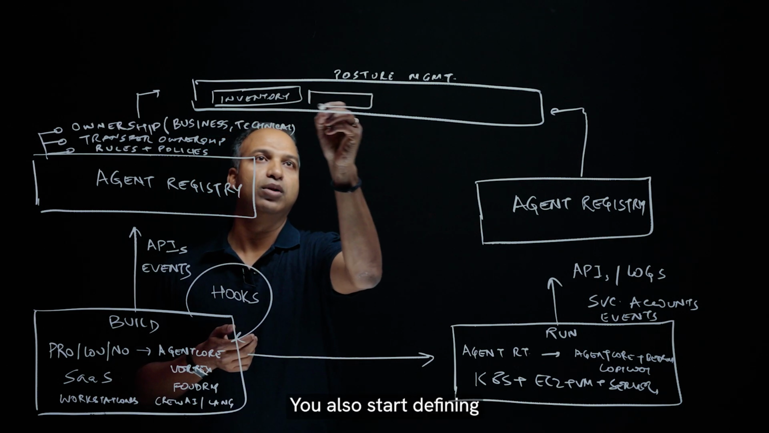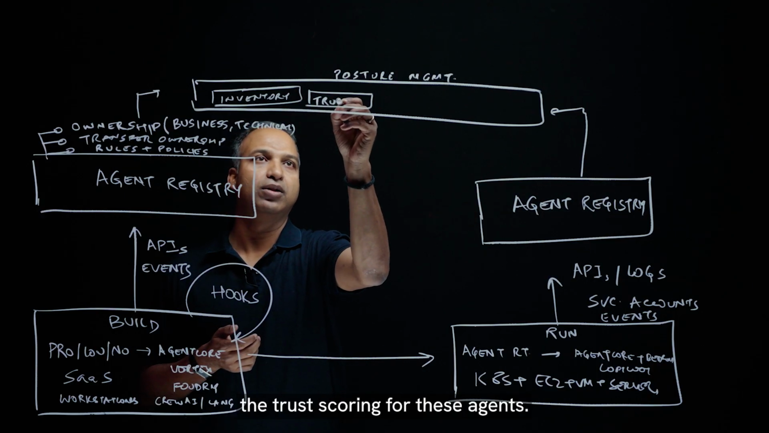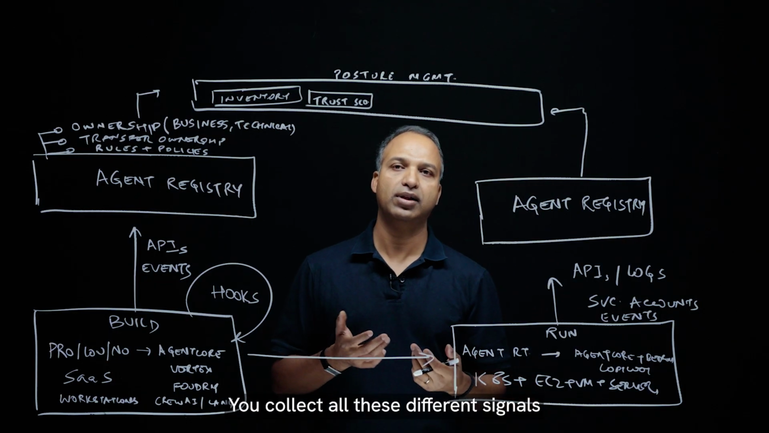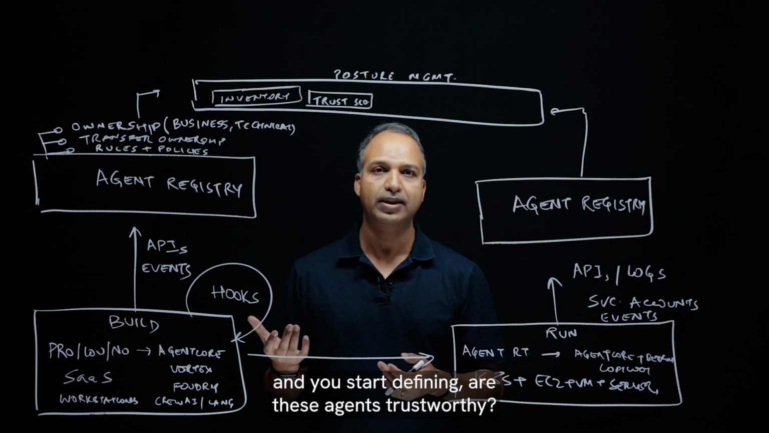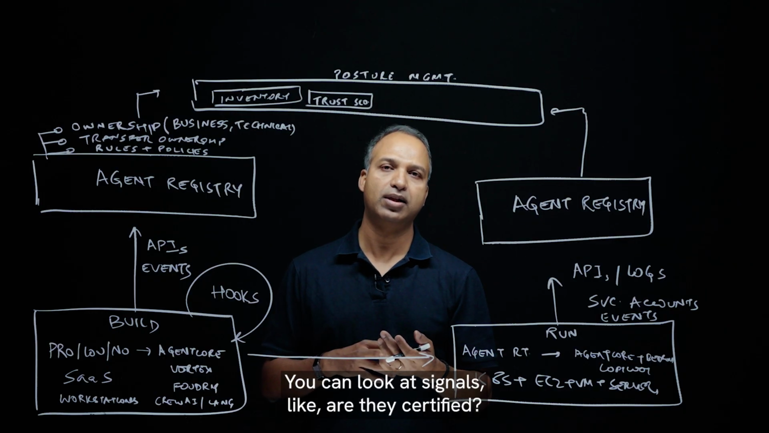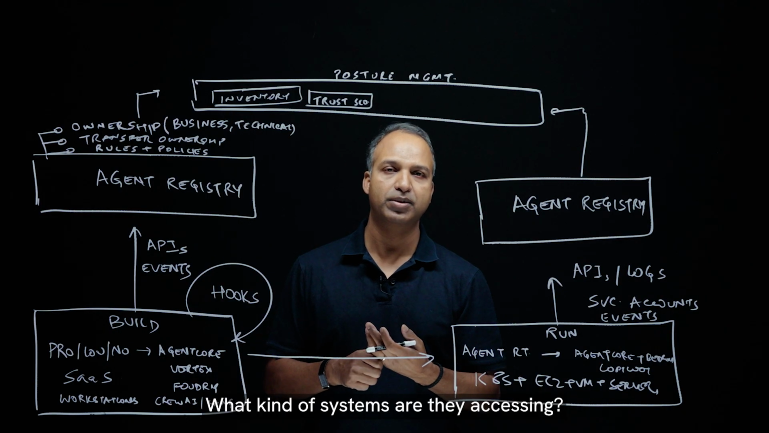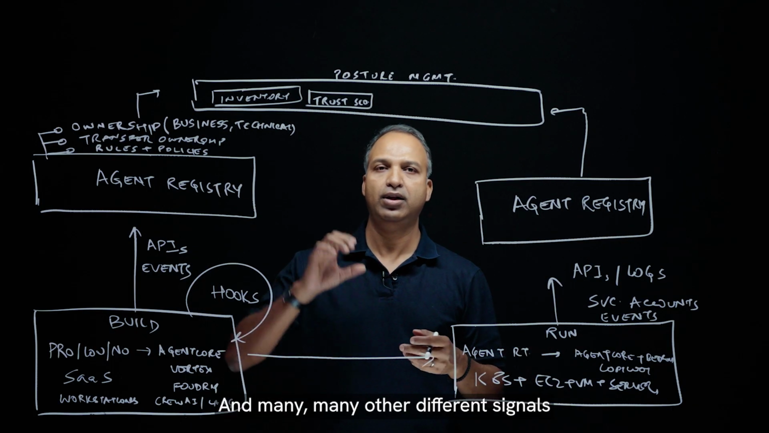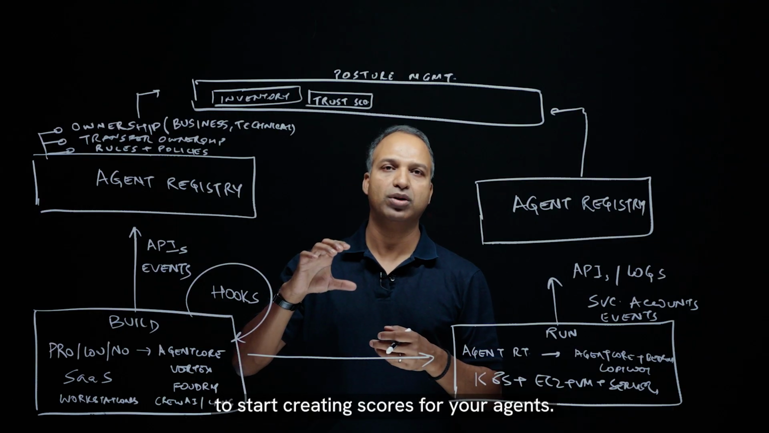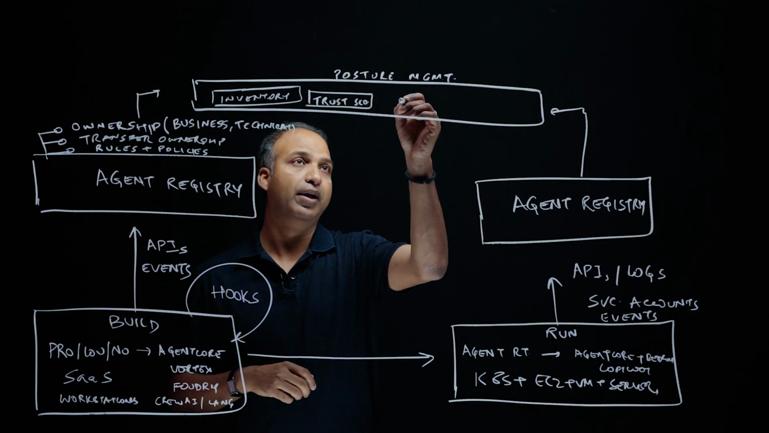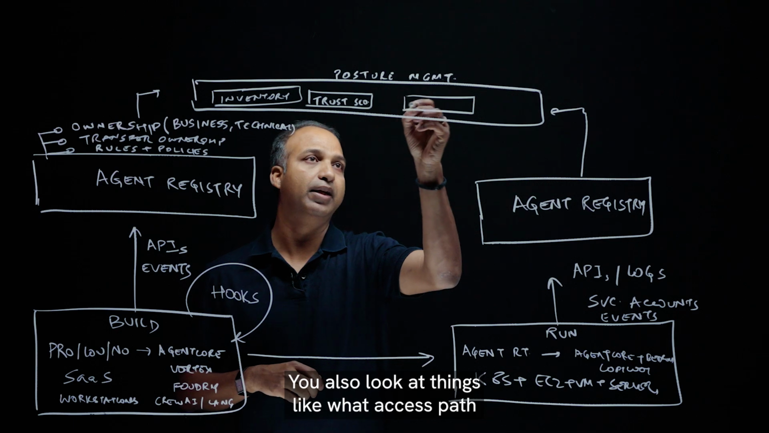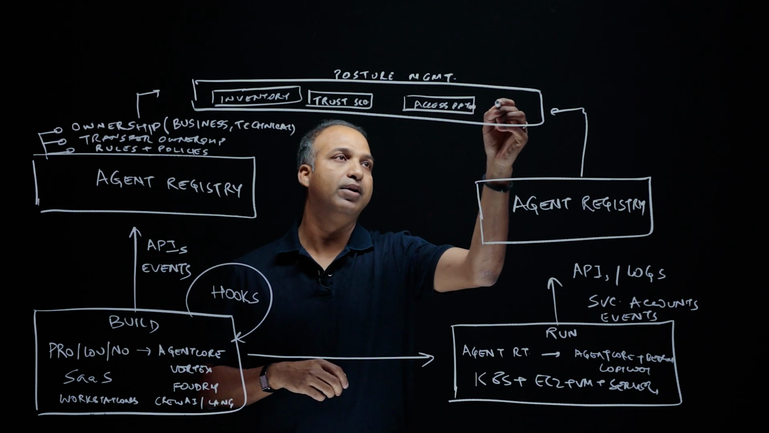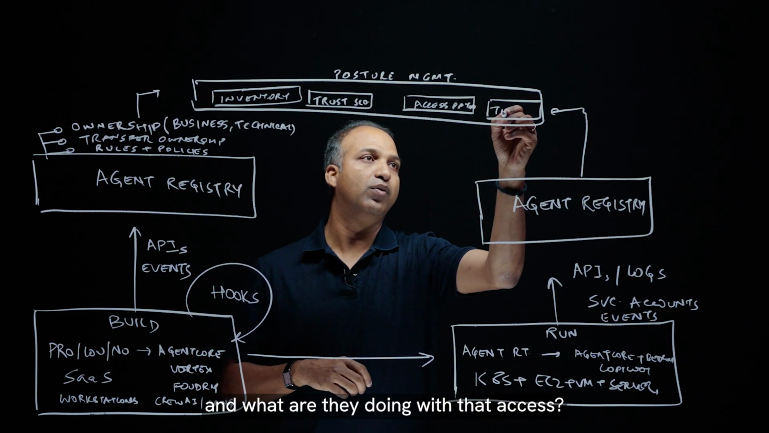You also start defining the trust scoring for these agents. You collect all these different signals and you start defining, are these agents trustworthy? You can look at signals like, are they certified? What kind of systems are they accessing? Who are the owners? And many, many other different signals to start creating scores for your agents. You also look at things like what access paths these agents have and what are they doing with that access.